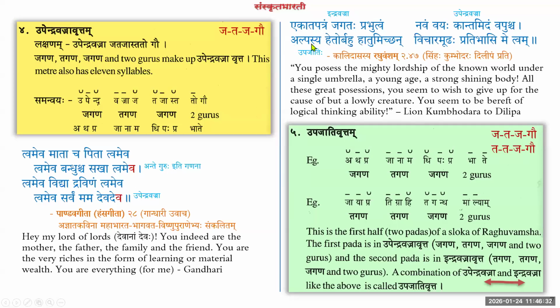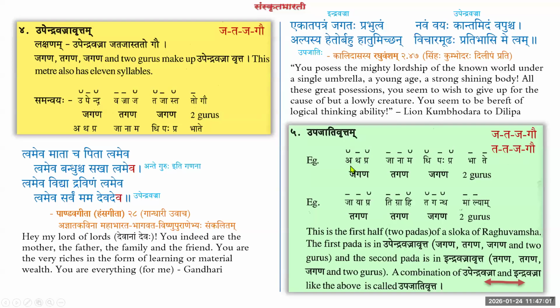In the same way, Alpasya, because of the compound, Guru. Vichara Mudhah, there is no compound, so ikara lagu. So you can see Guru, lagu, that means Indra Vajra, Upendra Vajra. Indra Vajra, Upendra Vajra, the order is there. So this is Upajati. Immediately we conclude. And of course, one more you verify: 1, 2, 3, 4, 5, 6, 7, 8, 9, 10, 11. All of them are 11 into 4, 44 letters.